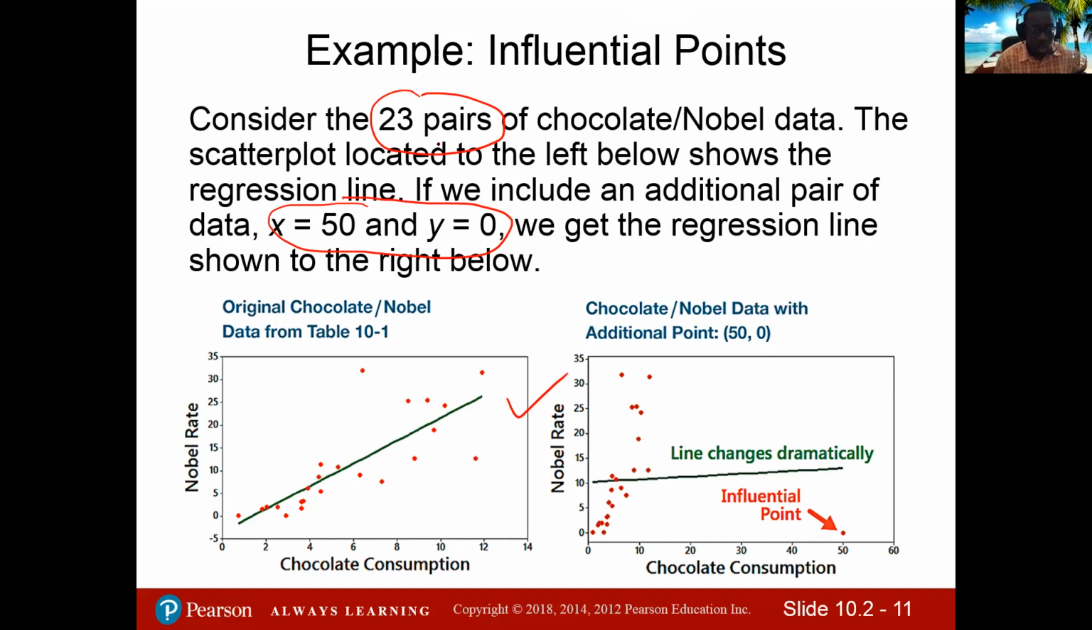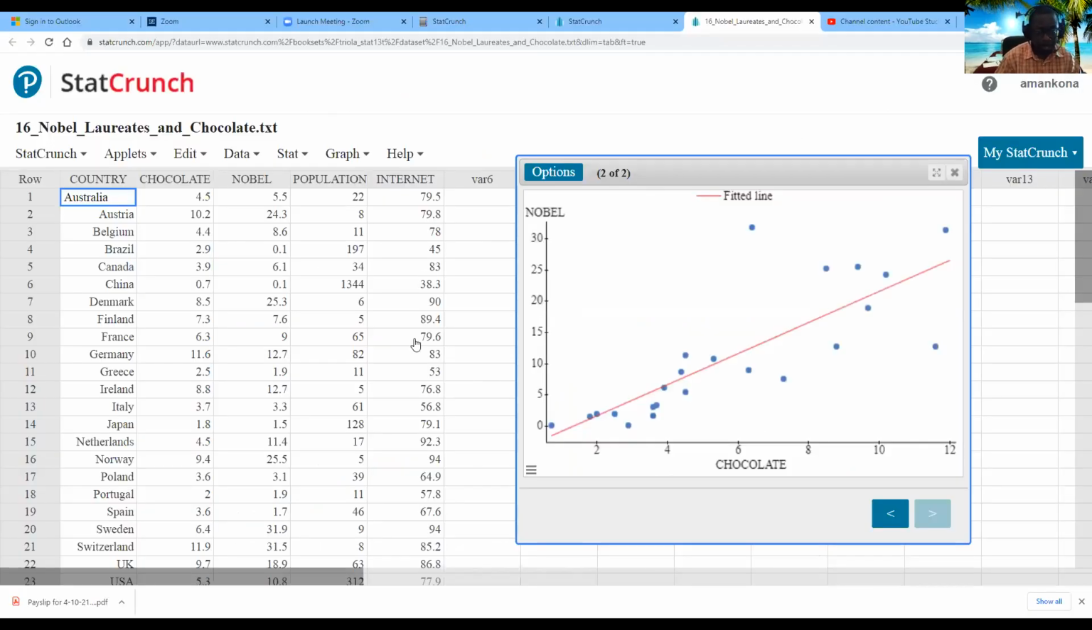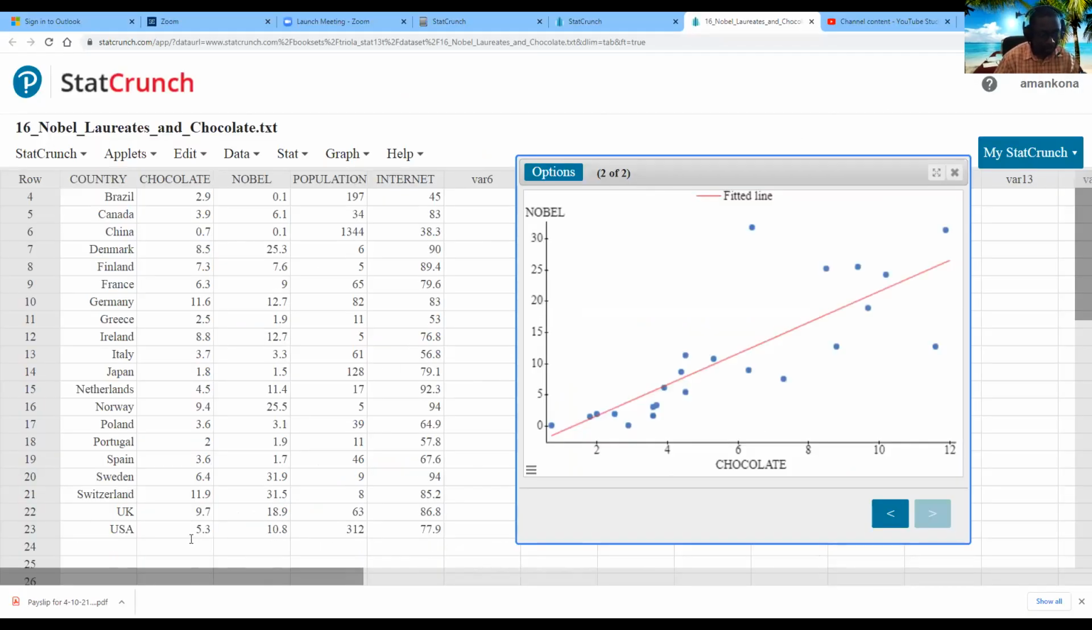Now, if we include it, this is the scatter plot we're going to get with the line. Now look at it. This is the influential point. Look at how it has changed, affected the what? The regression line. Look at the slope, and the slope of this is almost close to what? Very close to zero. Now let me demonstrate that using the scatter plot we have. So what will happen is that I'm going to add x is 50, the chocolate, and y is 0. And I'm going to construct the scatter plot for the same thing.